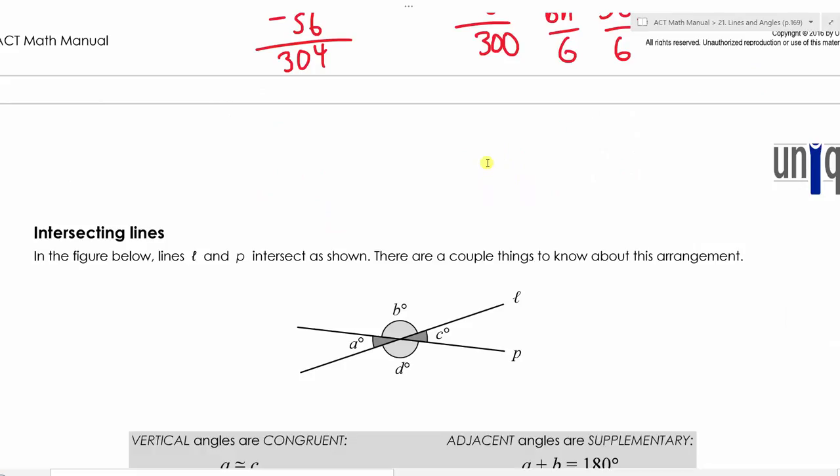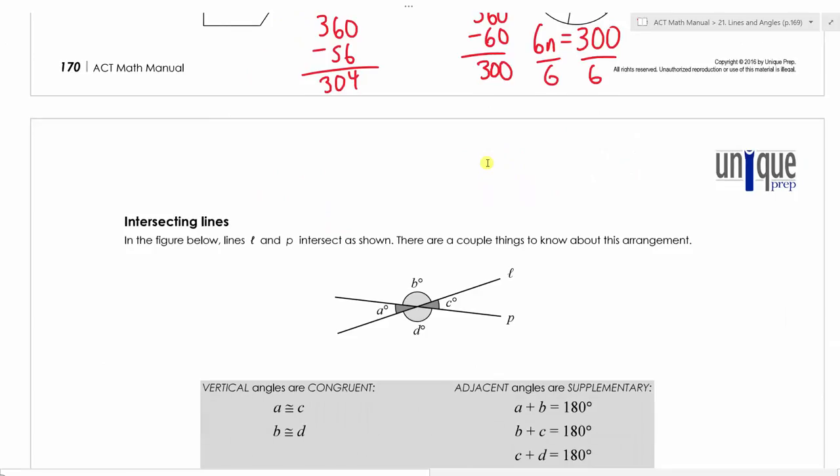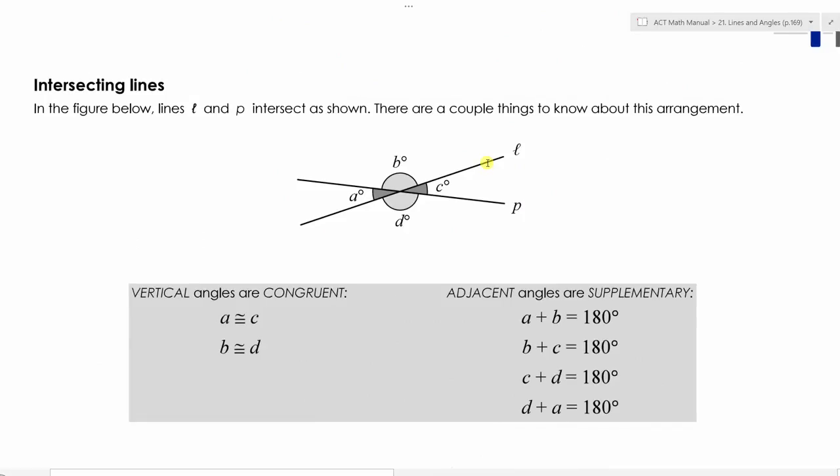Now, next page, which is page 171, intersecting lines. Again, we already talked about this on a previous page. When two lines intersect, we do form 4 angles, 2 pairs of congruent angles. So A and C, these guys here and here, are vertical angles, also known as opposite angles. They are congruent. B and D are vertical angles. They are congruent.